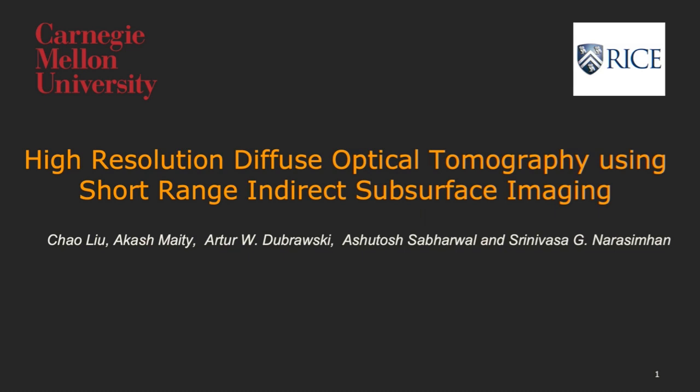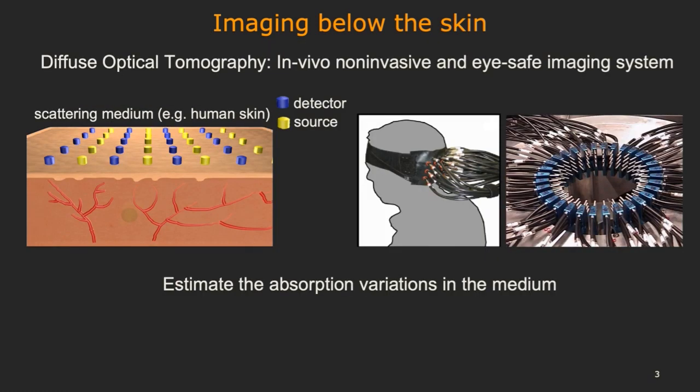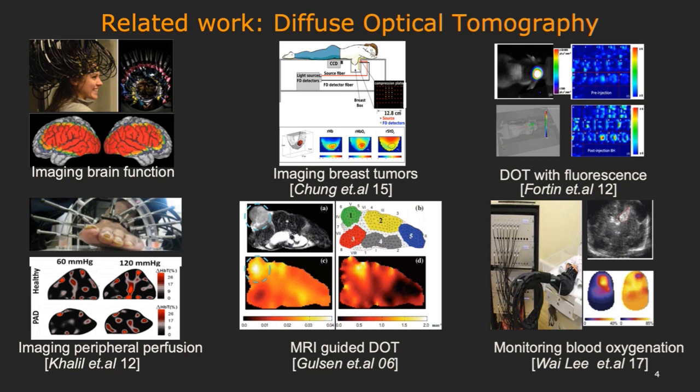Hi, this is Chao. Today, I'm going to talk about our work on high-resolution diffuse optical tomography using short-range indirect subsurface imaging. This is joint work of groups from Carnegie Mellon University and Rice University. Seeing below the skin is a very important task, especially for medical diagnosis. Over the years, a broad range of methods have been invented and applied in clinical procedures. In particular, we are interested in a non-invasive imaging scheme, diffuse optical tomography, or DOT. The goal is to estimate the absorption variations within the medium due to heterogeneities such as bones or tumors. As a non-invasive subsurface imaging method, DOT has been adopted in a broad range of applications.